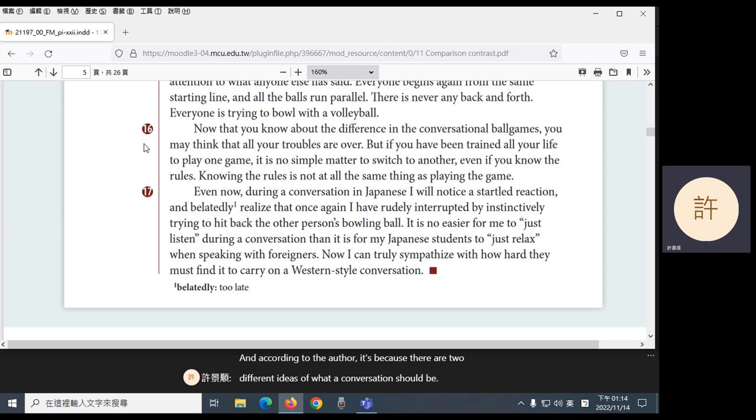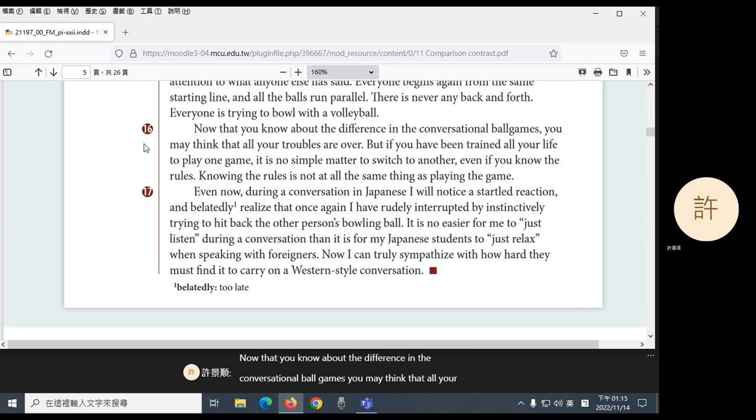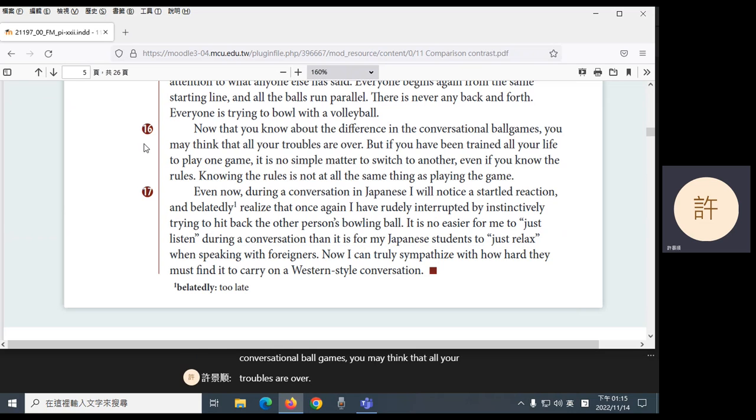So paragraphs 16 and 17 are the conclusion. Now that you know about the difference in the conversational ball games, you may think that all your troubles are over. Right? So this sentence pushes the reader into the future. Now that you have this knowledge, do you think you're ready? Not yet.